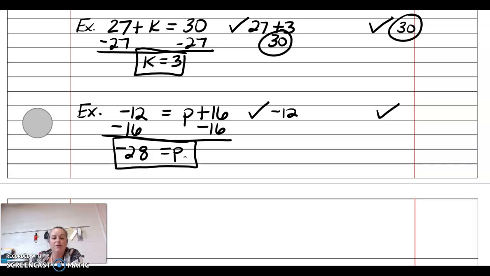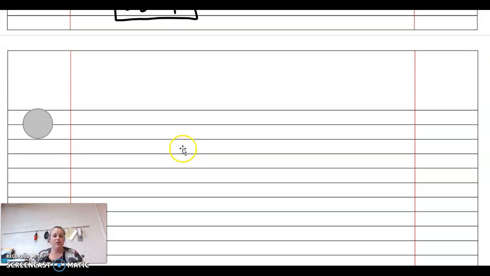Well, negative 12, that was already negative 12, so we're done there. But p is negative 28, so I'll put negative 28 plus 16. What does that give me? Oh, it gives me negative 12, which is what I wanted. Okay, so there's the addition and subtraction property in use.